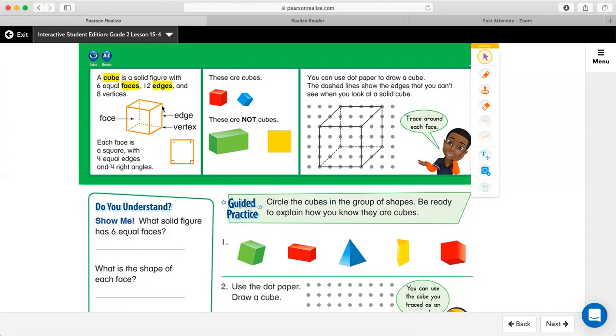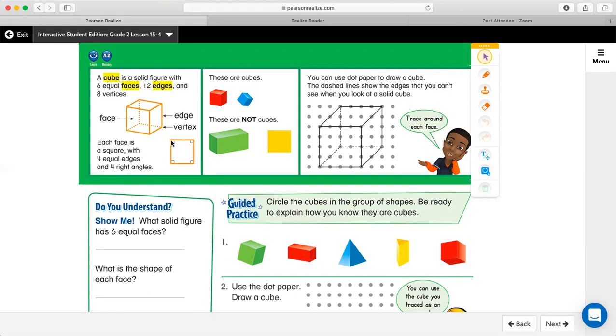It has 12 edges. This is the edge, so 1, 2, 3, 4, 5, 6, 7, 8, 9, 10, 11, 12. And then 8 vertices, which are the corners again. 1, 2, 3, 4, 5, 6, 7, 8. They drew dotted lines here just to show you what it would look like if you drew it out, so that you could see the other faces and the edges and the vertices.